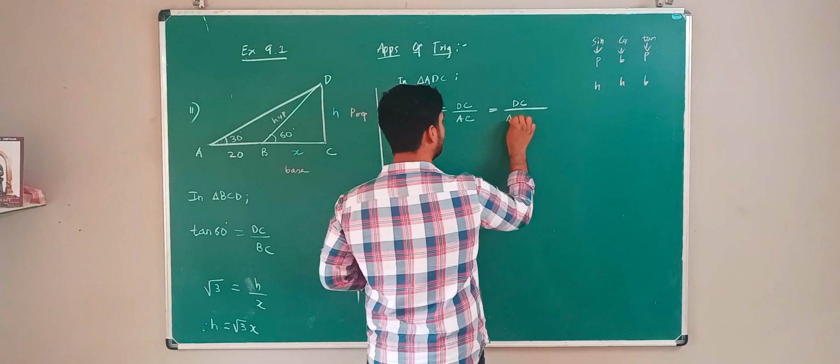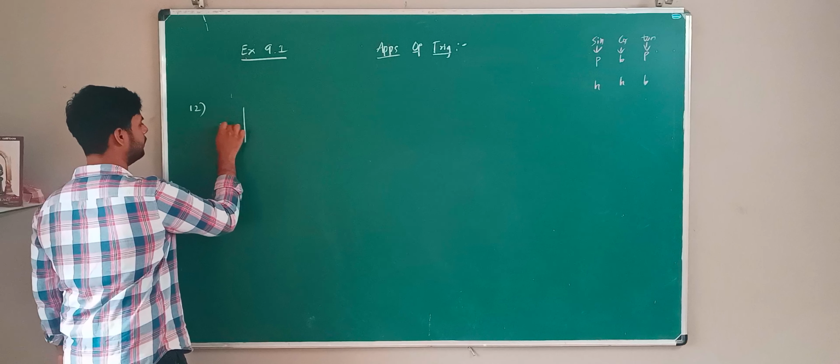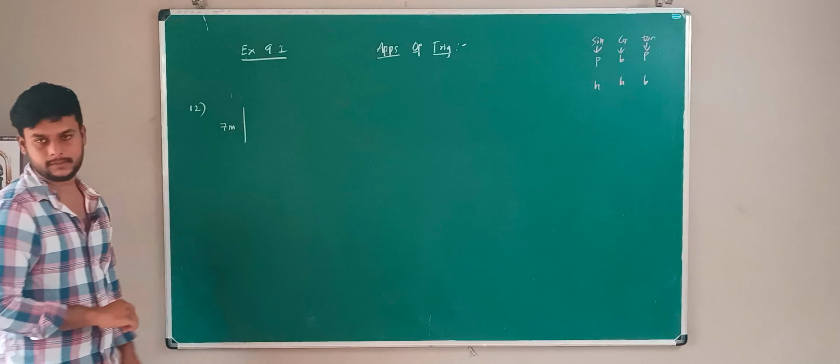Next one. Read the 12th question. From the top of a 7-meter high building. See here, there is a building which is how much tall? 7 meters tall. The angle of elevation of the top of a cable tower is 60 degrees. See here, this is a cable tower. This is a building which is 7 meters and there is a cable tower.